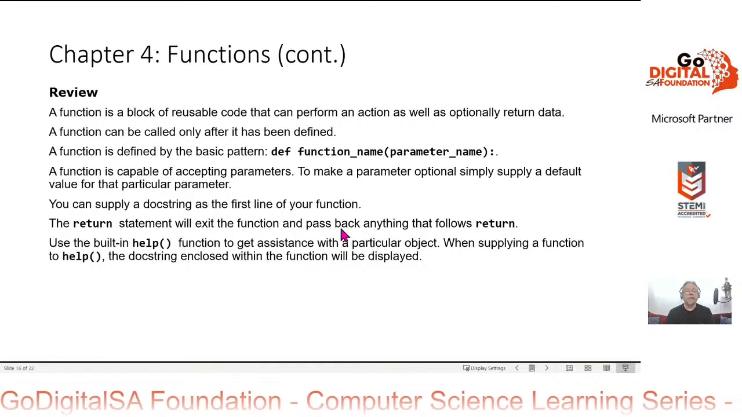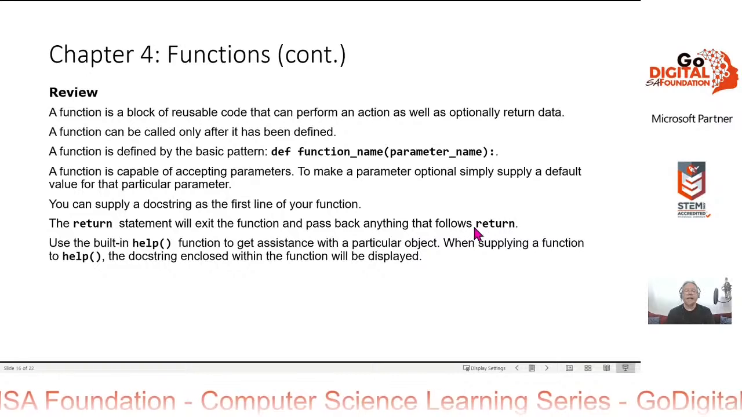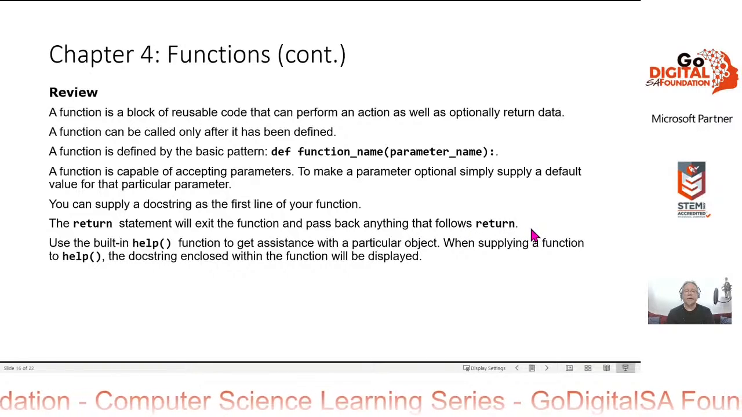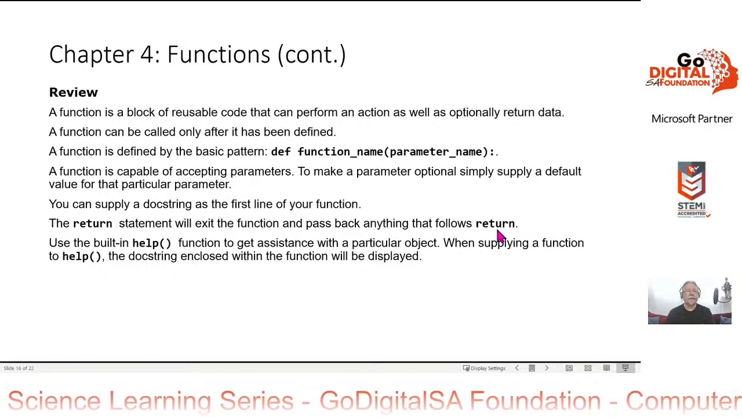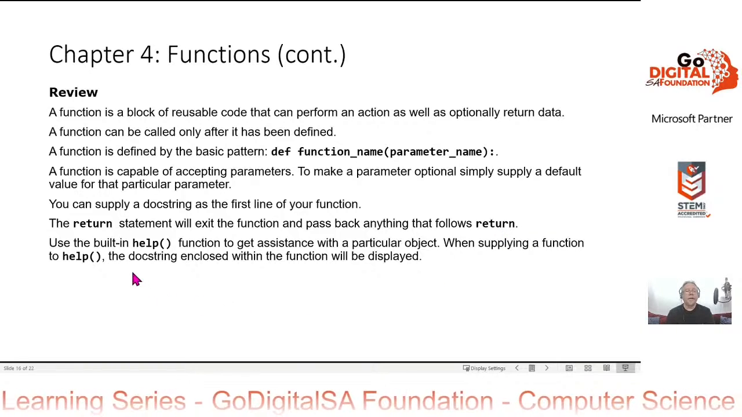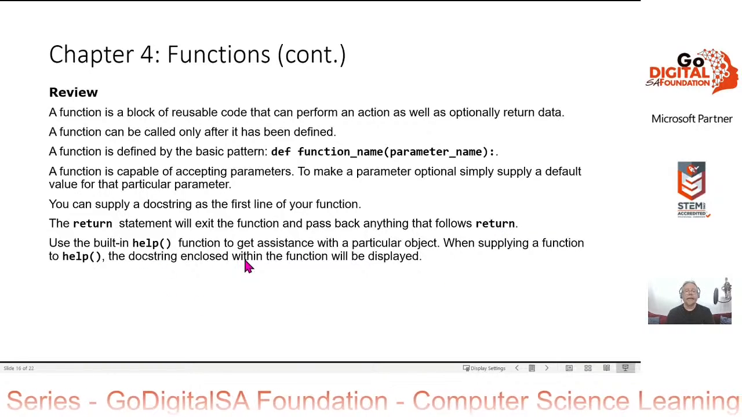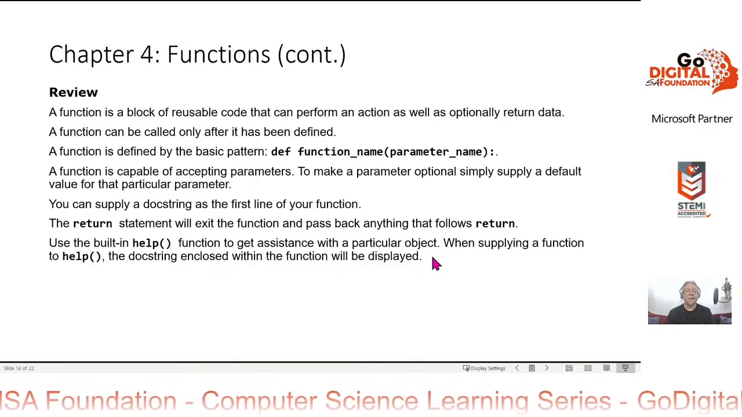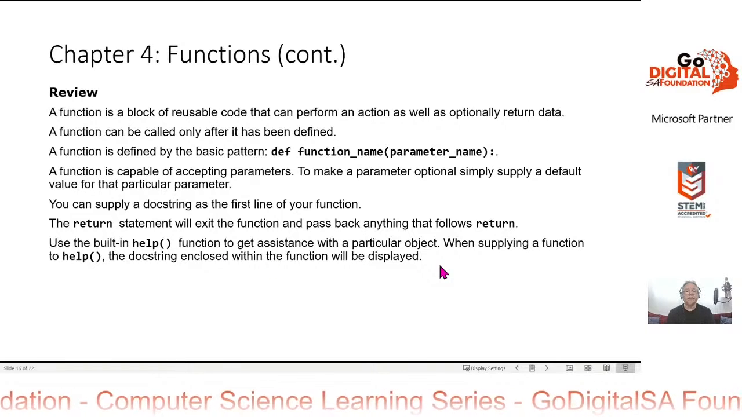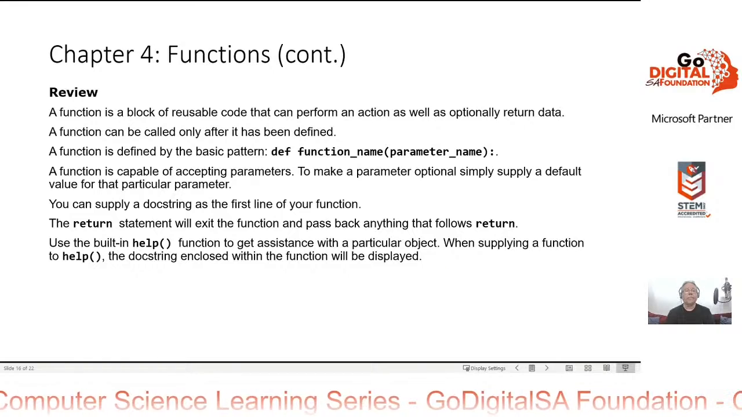The return statement will exit the function and pass back anything that follows return. Remember, that's the last statement it will execute, so anything that comes after return is ignored. And then use the built-in help function to get assistance with a particular object. When supplying a function to help, the docstring enclosed within the function will be displayed.